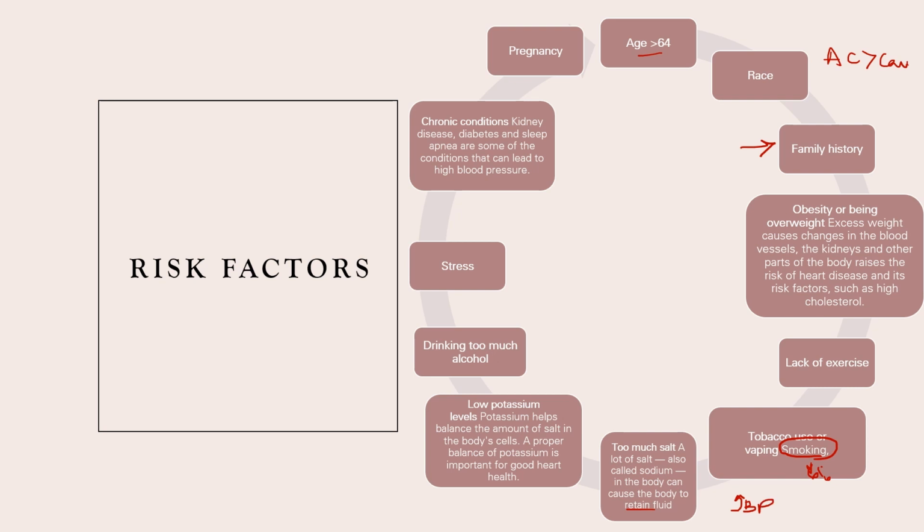Low potassium levels can also lead to raised blood pressure because potassium maintains the salt homeostasis in the body. Drinking too much alcohol, stress, and chronic conditions like kidney disease, diabetes, sleep apnea are some of the common conditions that can also lead to raised blood pressure. I will make a separate video on the relationship of diabetes and hypertension. Pregnancy also sometimes increases the blood pressure.